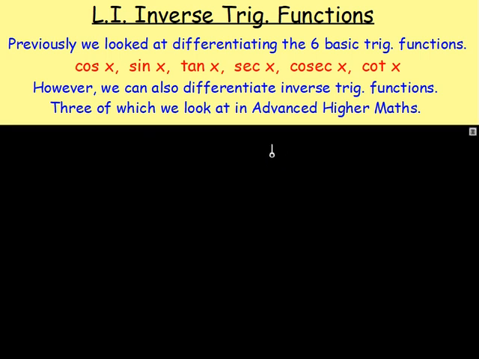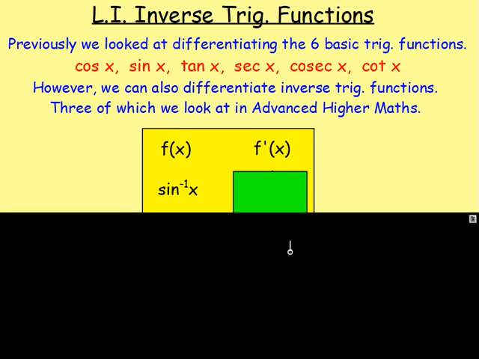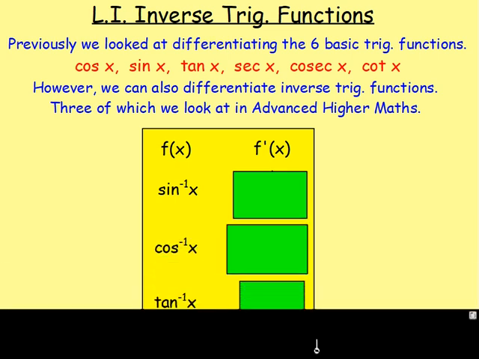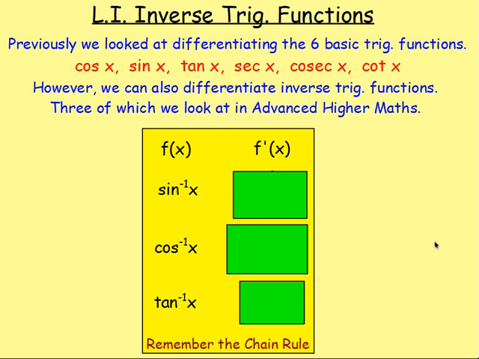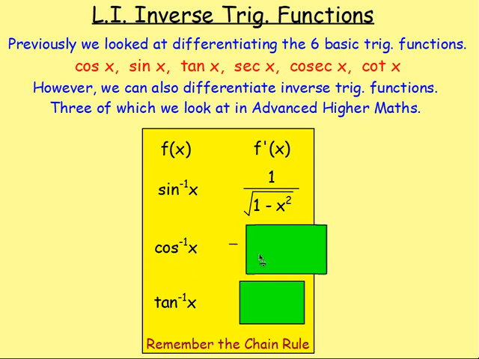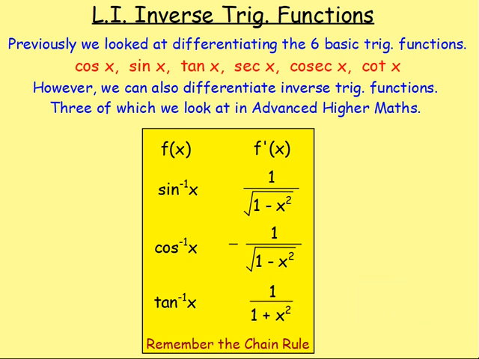So the 3 we can differentiate are sin to the minus 1 of x, cos to the minus 1 of x, and tan to the minus 1 of x. So these are given on the formula sheet, and what we need to do is know how to use them. So if we have f of x, we can differentiate that to get f dash x. So if we have sin to the minus 1 of x, if you differentiate that, you get 1 over the square root of 1 minus x squared. If you differentiate cos to the minus 1 of x, you get negative 1 over the square root of 1 minus x squared. And if you have tan to the minus 1 of x, that one's slightly different, you have 1 over 1 plus x squared.